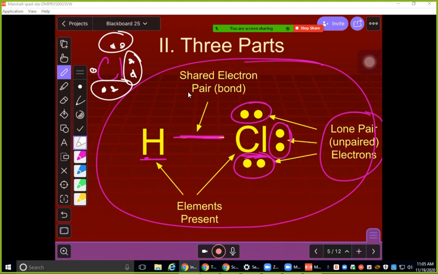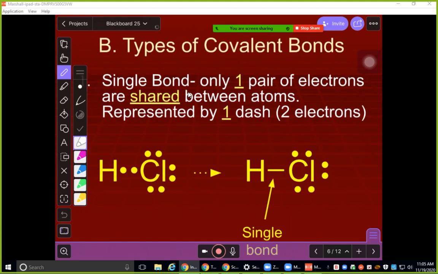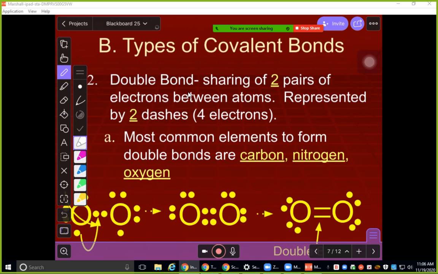The three parts. Okay. So you're also going to see in the video that there's going to be a couple times that it's more than one dash. So these next couple slides, which are in the notes that you guys have on your Schoology page, you're going to see a single bond is when you only have two electrons that are being shared. You can also have a double bond. So we see that between oxygens, you can share two things because there were two lone electrons that needed to be combined. Everything needs to have a pair, basically, all right?